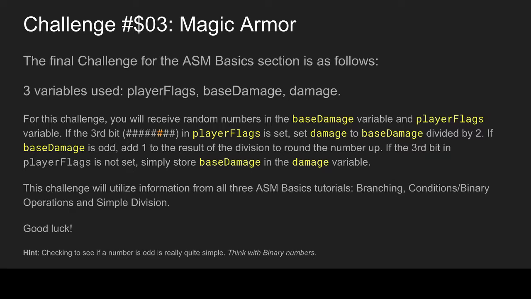And for the final basic challenge, you will receive random numbers in the base damage variable and player flags variable. If the 3rd bit in player flags is set, damage is base damage divided by 2. If base damage is odd, add 1 to the result of the division to round the number up. If the third bit in player flags is not set, simply store base damage in the damage variable.